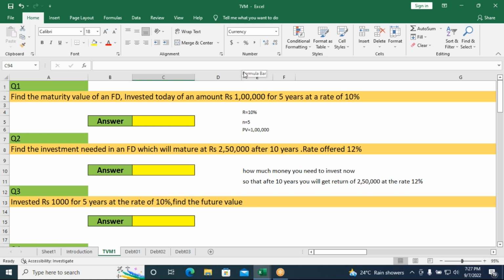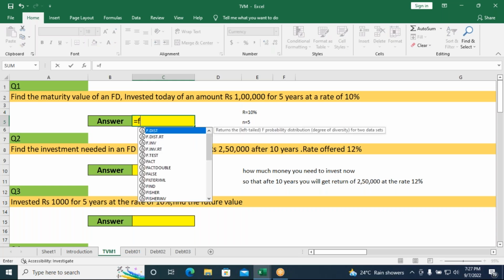5 years, and at the rate of 10%. Okay, so now what do I have to check, future value or present value? Future value. So I need to calculate the future value. I will write an Excel function, =FV. FV is nothing but future value.